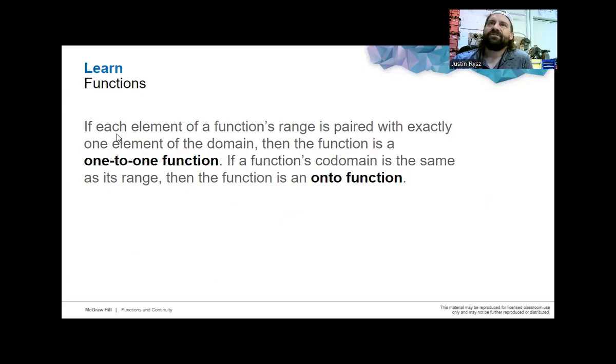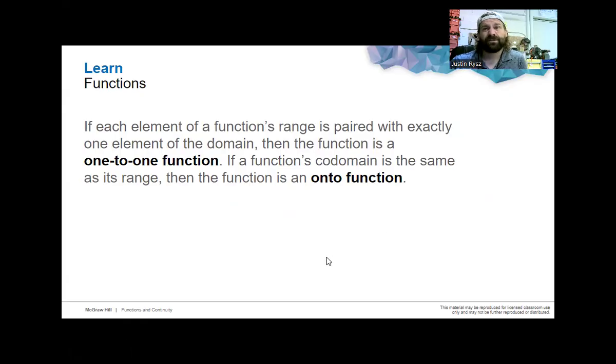All right. If each element of a function's range is paired with exactly one element of the domain, so one element of the range, the y's, is paired up with one element of the x's, and only one, that is considered to be one-to-one. If a function's codomain is the same as its range, then the function is an onto function.